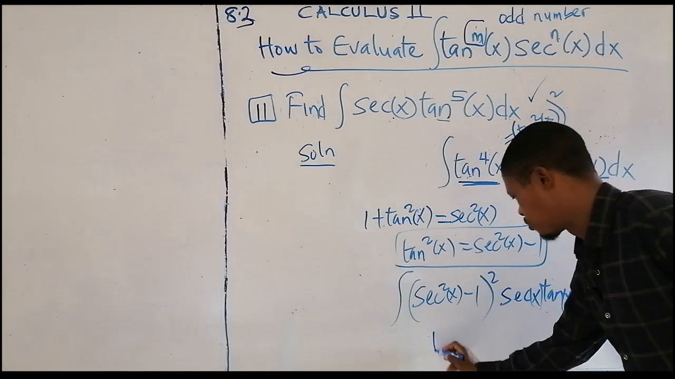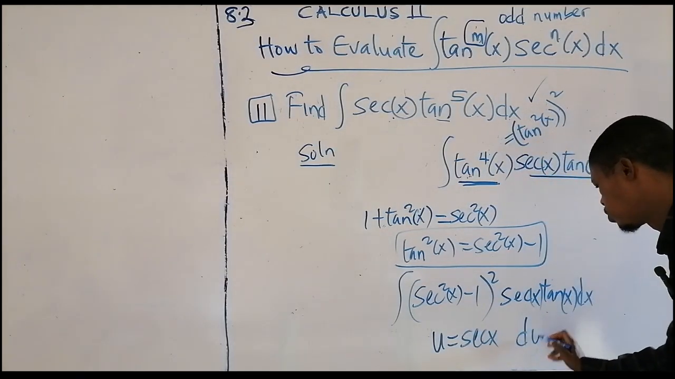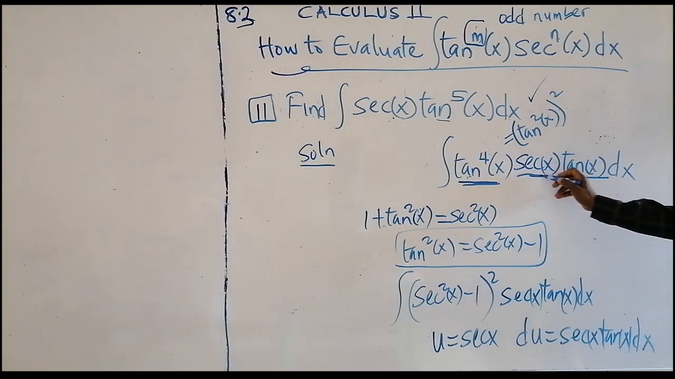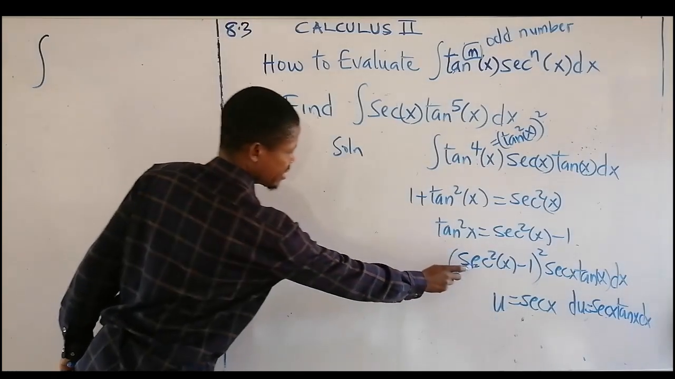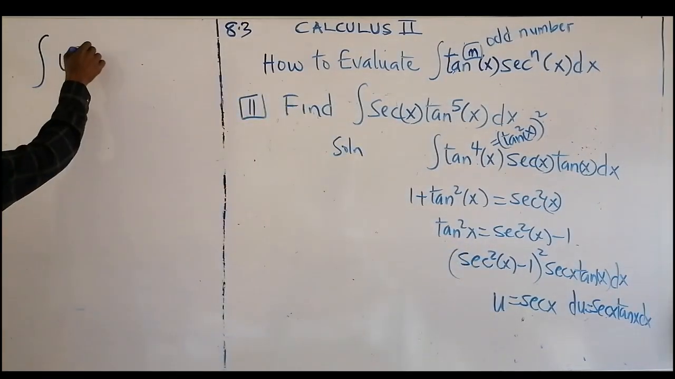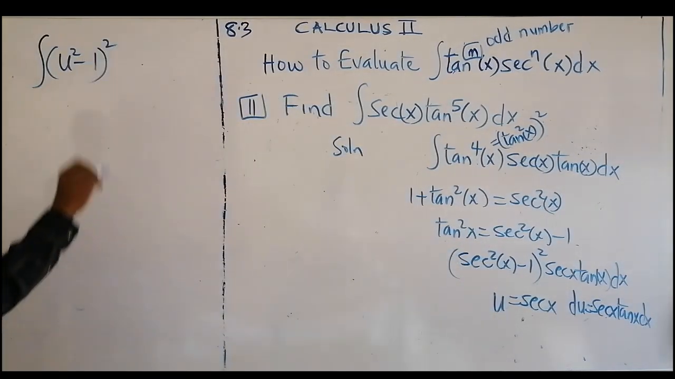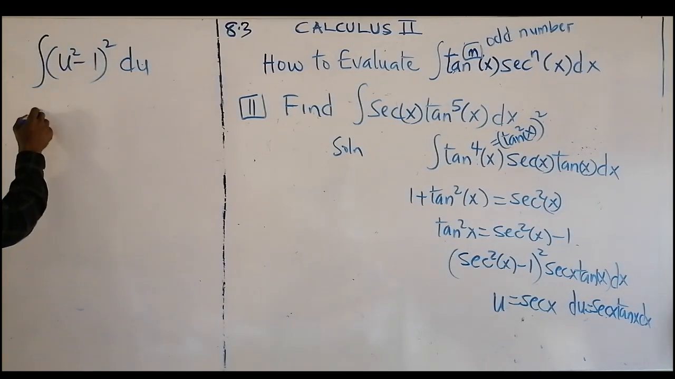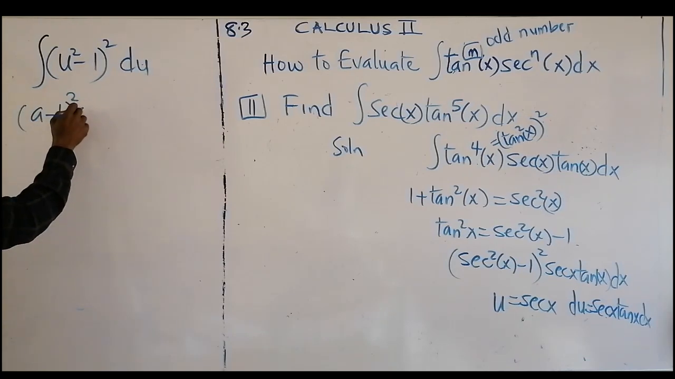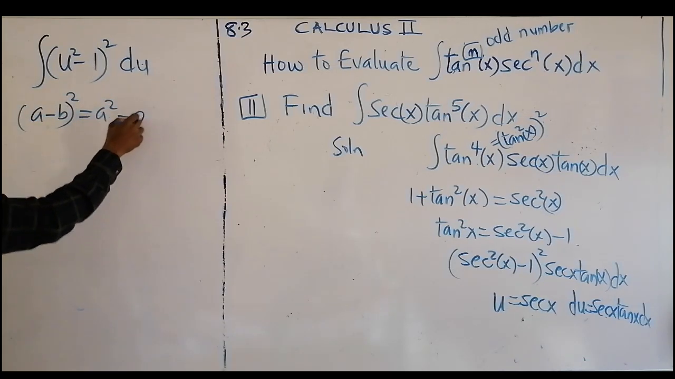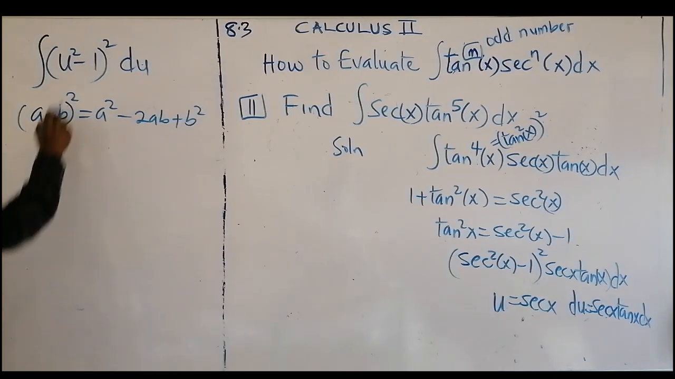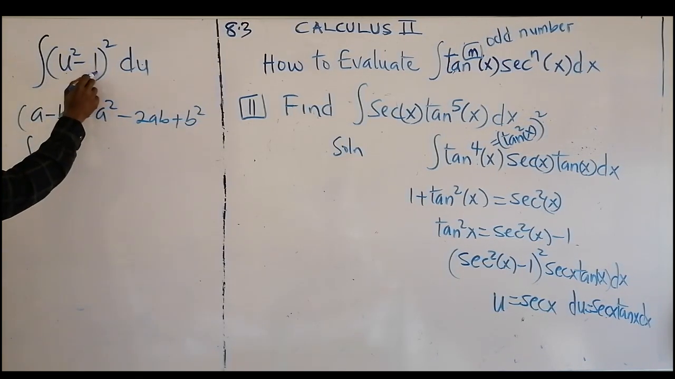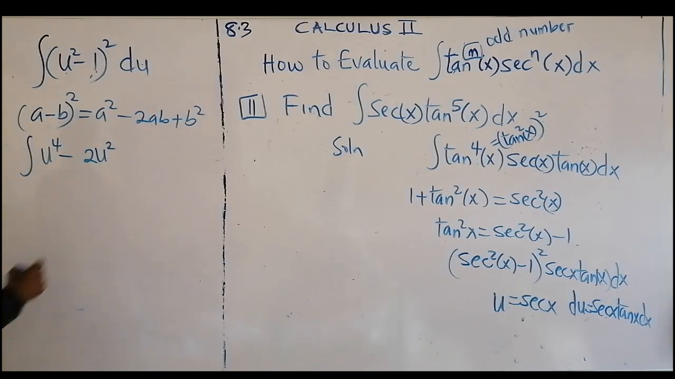Then you do your u-substitution: u is sec x, so du will be equal to sec x tan x dx. This one will become u, so we have u square minus 1, squared, and then sec x tan x dx is the du. From here, (a minus b) squared gives a square minus 2ab plus b square. Let's apply that to expand this, and that will be the integral of u to the power 4 minus this one times this one, that's 2 u square, and then plus 1, du.